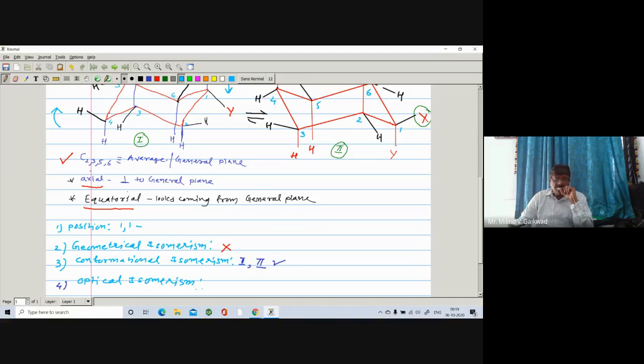So which compounds show optical activity? When a compound contains an asymmetric carbon atom, or if there is an absence of elements of symmetry, it is called an optically active compound. So for optical isomerism, we have to check whether they exhibit optical isomerism or not, right?